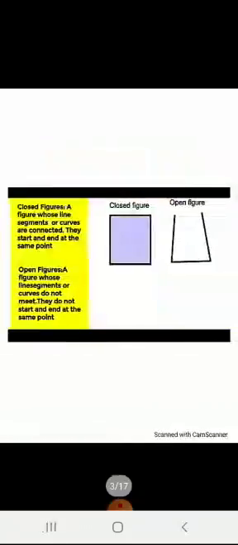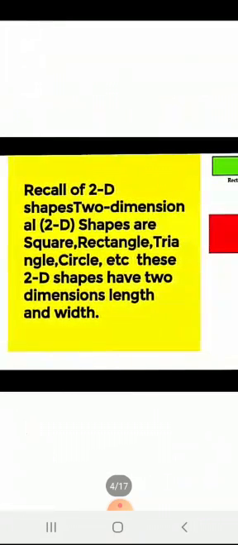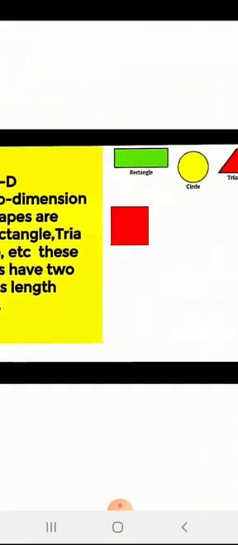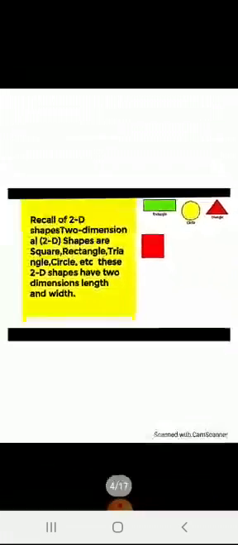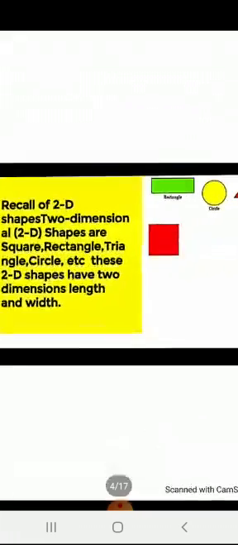But 2D shapes means 2-dimensional shapes, and they have a length and a width. So we'll say they are 2D shapes. The 2D shapes are rectangle, circle, triangle, square and oval and so on. Is it clear, children? Here observe the circle here.